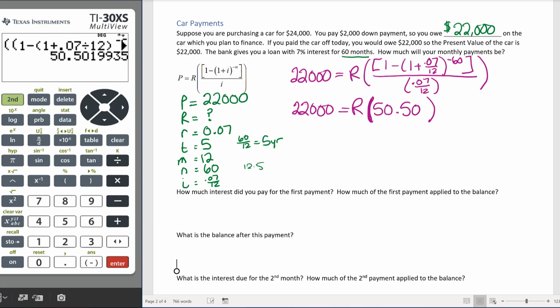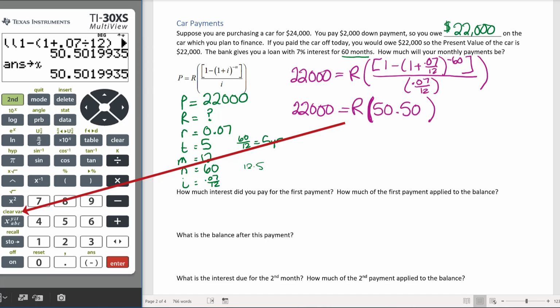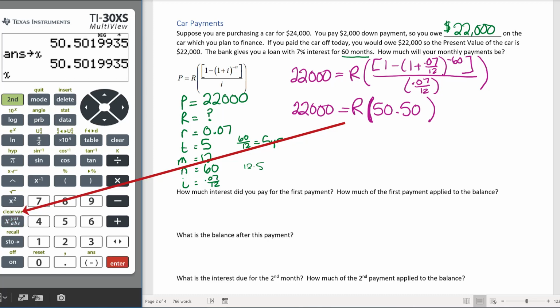50.50. Now this keeps going 19935. If you truncate 50.50, you're not going to get the exact right answer. So what I want you to do is to figure out how to store this value in your calculator. You're probably looking for a store key or a save key. In this case, mine is STO and then a little arrow. So I'm going to store this answer as a variable. Now, right above the store key is the X, Y, Z, T variables. So I'm just going to go ahead and store this as X. So that means anytime that I use the variable X in the future, it's going to be 50.519935. It's not going to be truncated at all.